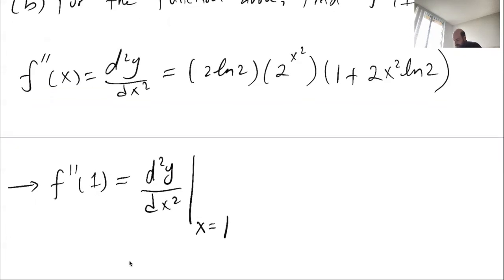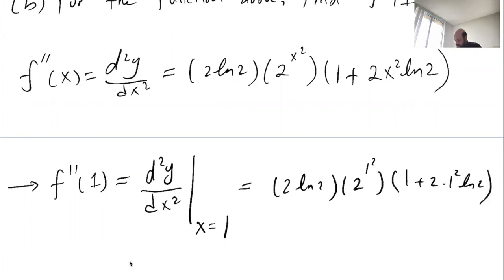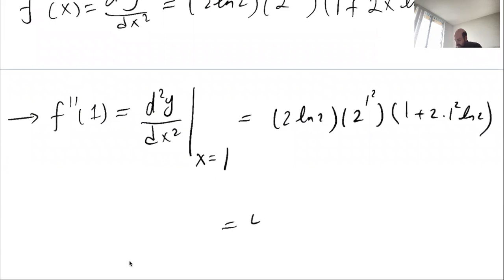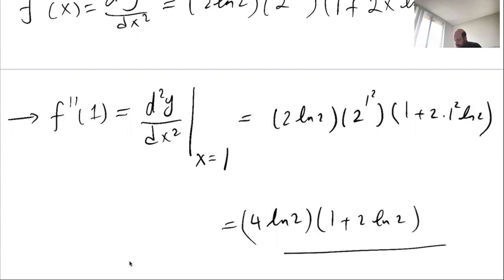So then this is equal to 2 ln 2 times 2 to the power 1 squared times 1 plus 2 times 1 squared ln 2. So this is 4 ln 2 times 1 plus 2 ln 2. So this is f double prime of 1.